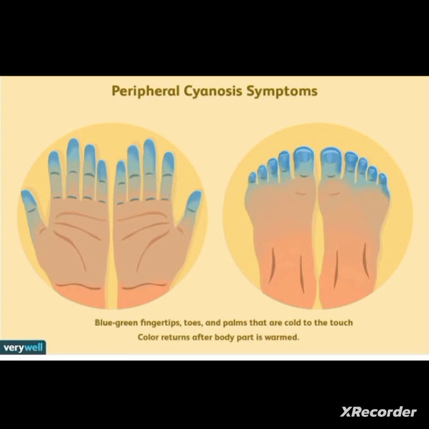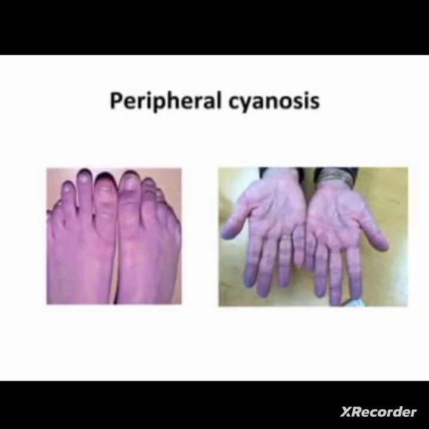The peripheral cyanosis will return to normal. This is the typical example of peripheral cyanosis. In this picture, the palms, fingers and the toes are cyanosed.